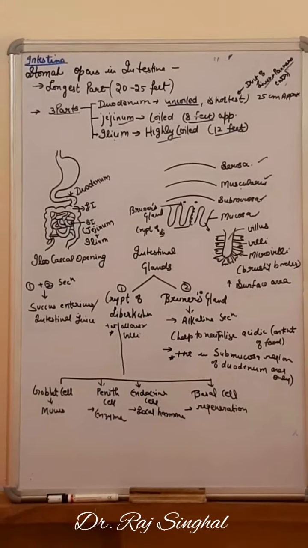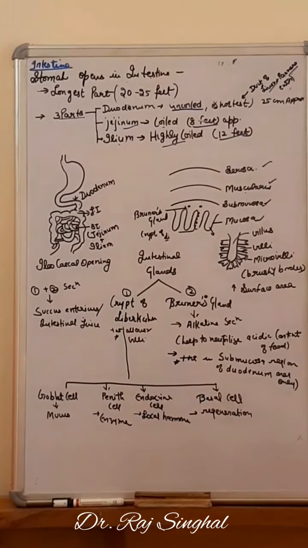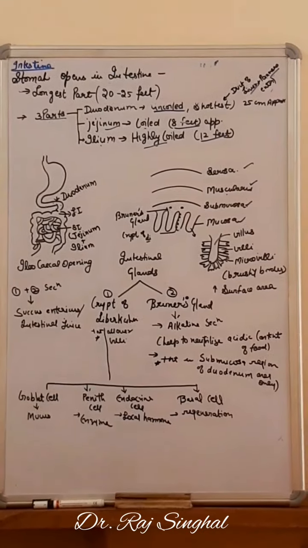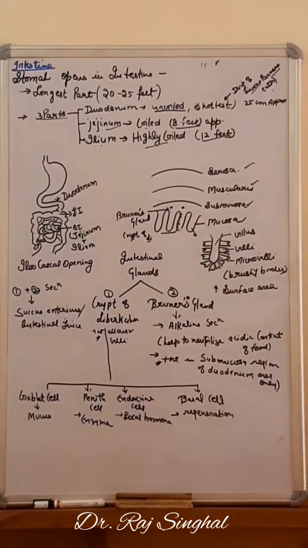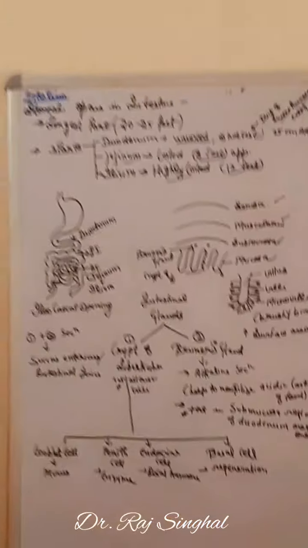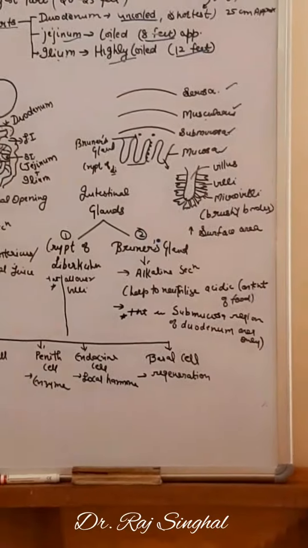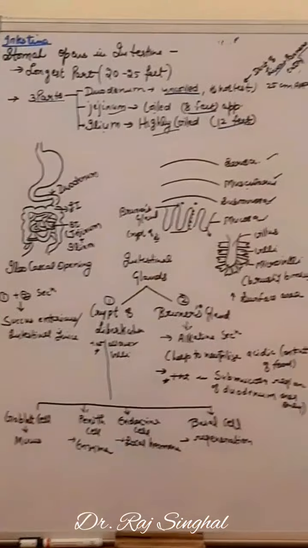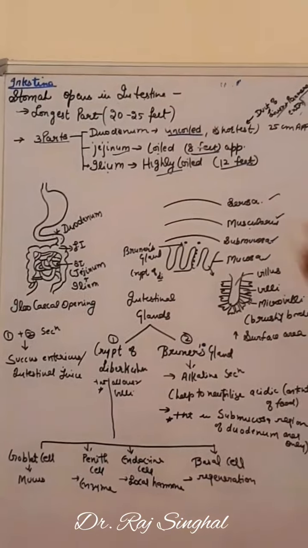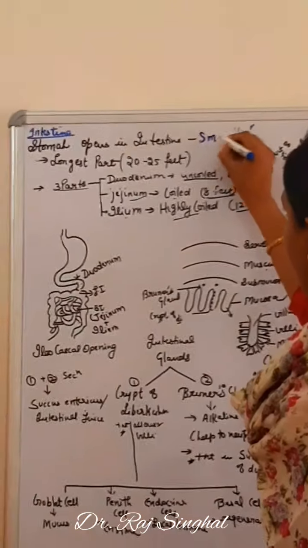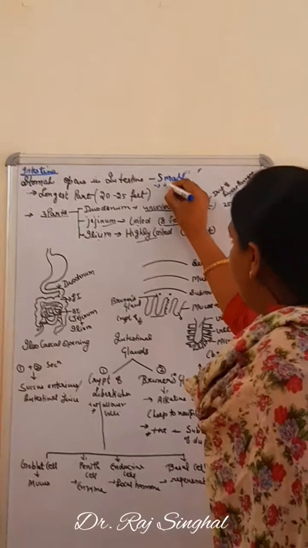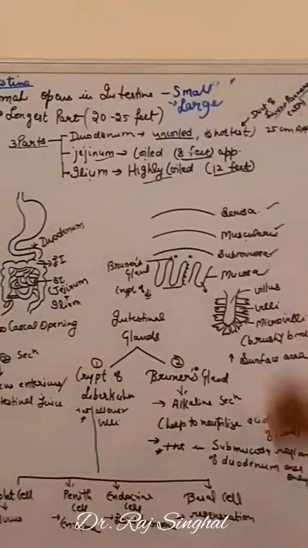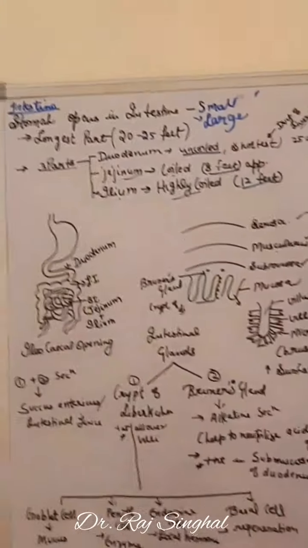Hello students, in this section we will be studying about intestine. Stomach opens in intestine. Intestine performs a very important role and is the longest part of alimentary canal. Intestine can be divided in two sections, that is small intestine and large intestine. It is approximately 20 to 25 feet in length.